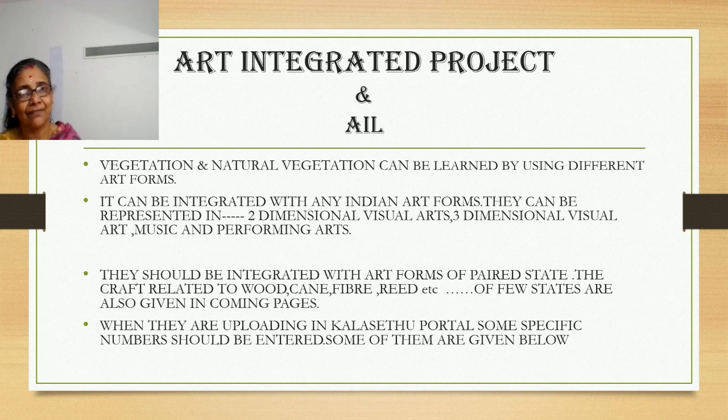What is the meaning of natural? What is the meaning of natural vegetation? Natural vegetation means those plants which grow naturally without human aid. That is natural vegetation. So I want to include all types of plants here and how it can be related to art, and they should be integrated according to the art integrated learning project.